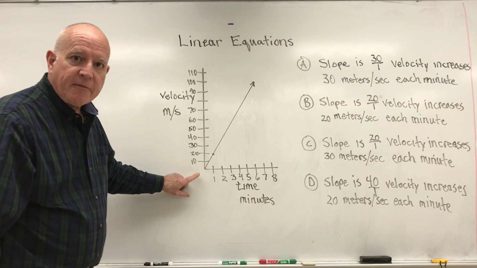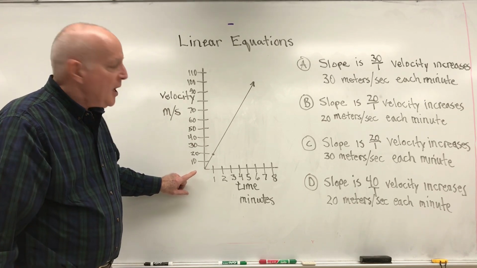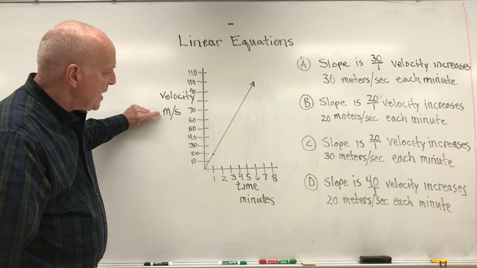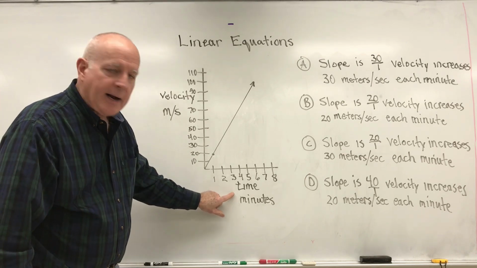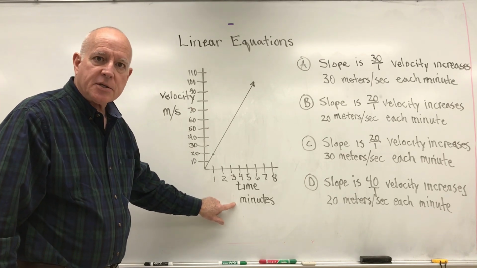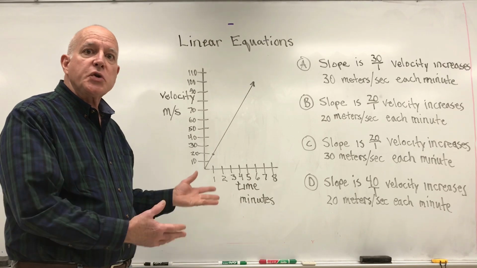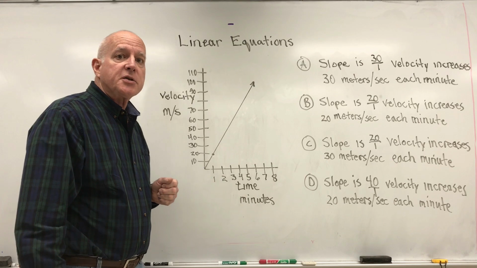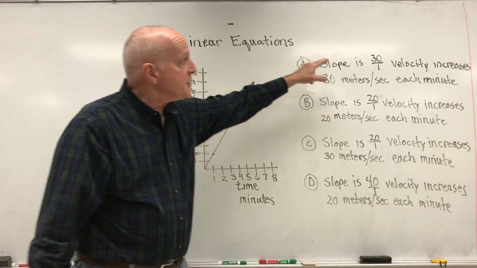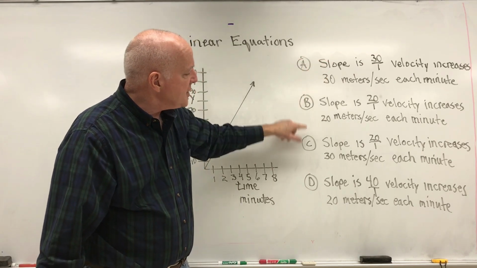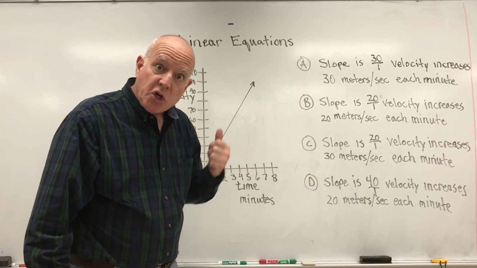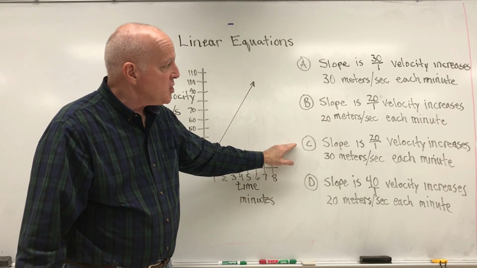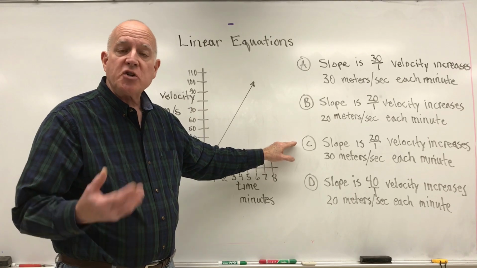This is a graph of an airplane accelerating. And the vertical axis is its velocity in meters per second. The horizontal axis is time in minutes. We want to look at and extract 2 pieces of information from this. The first is we want to know what the slope is, because we have 4 statements, each one of which shows a slope and then gives us a piece of information that we have to interpret.